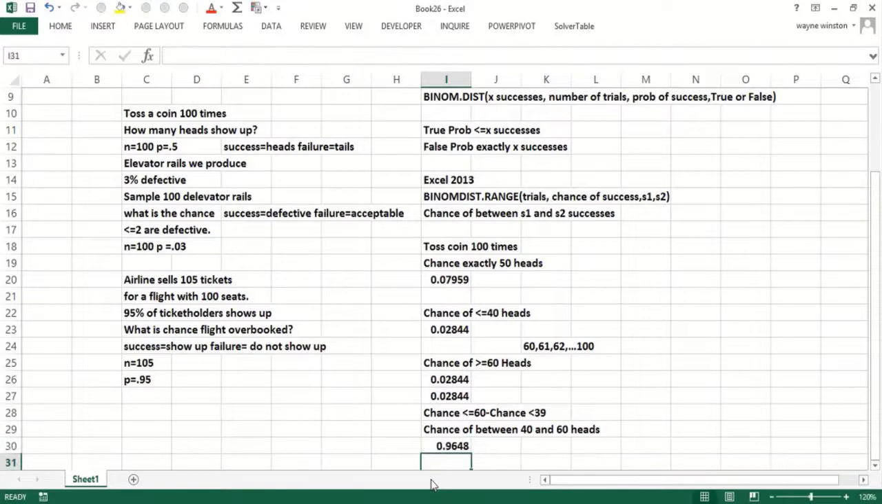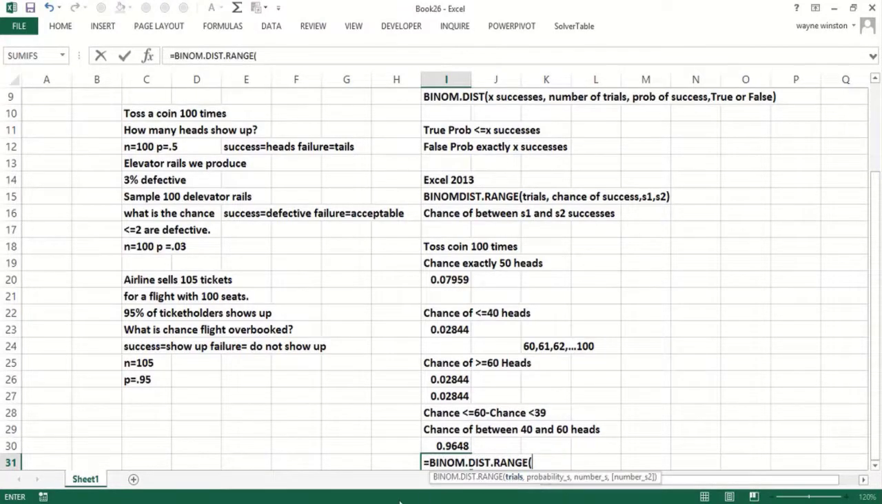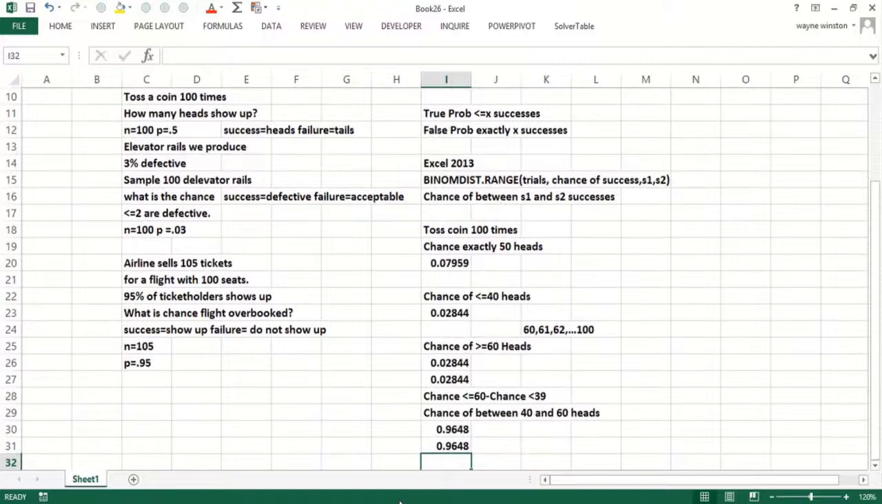But again, it's 96%, so it's almost sure that if you toss a coin 100 times, you'll get between 40 and 60 heads inclusive. But again, that Binom.DIST range, okay, I would say 100 trials, 0.5 chance of success in between 40 and 60. That's much easier. Same answer.